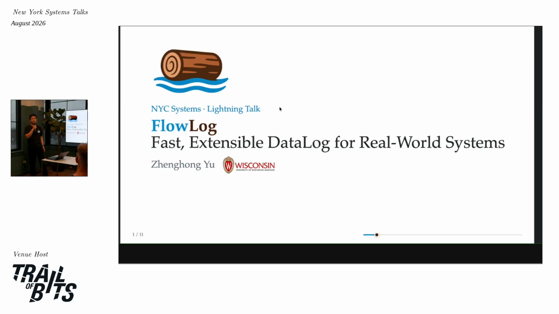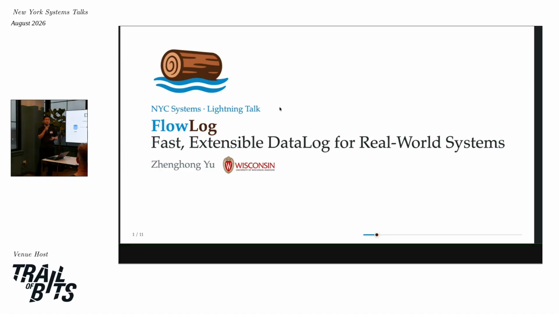In this lightning talk, I will mainly focus on demonstrating Flowlog in real-world systems. I think many people's first question is, what is Datalog? It's totally fine if you do not understand it. On Wikipedia, the definition of Datalog is a declarative logic programming language.